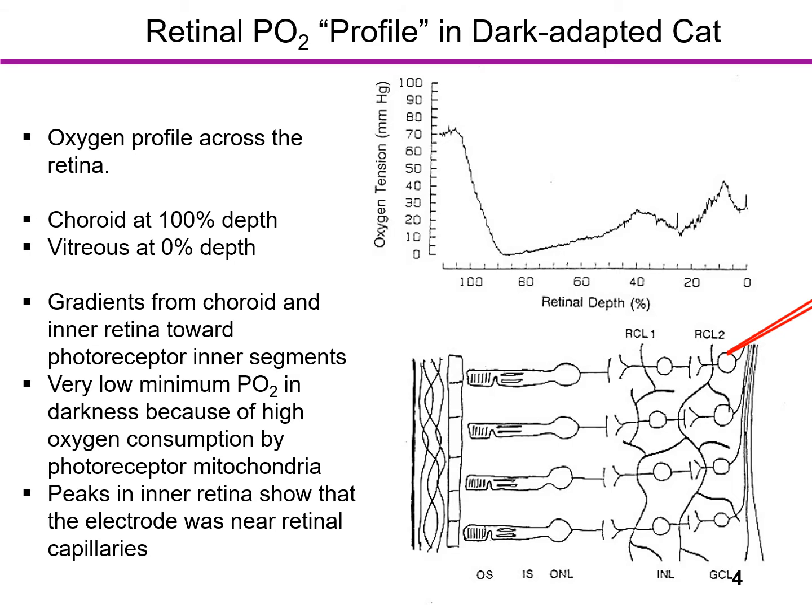They're characterized by gradients from the choroid down to the inner segments of the photoreceptors and from the retinal circulation down to those inner segments. And there's a very low minimum PO2 there because of the high oxygen consumption by photoreceptor mitochondria. These peaks in the inner retina just show that we are close to the retinal circulation. Now we're focusing here on the choriocapillaris PO2, or PC as we call it, and that's the PO2 at the very back of the retina.